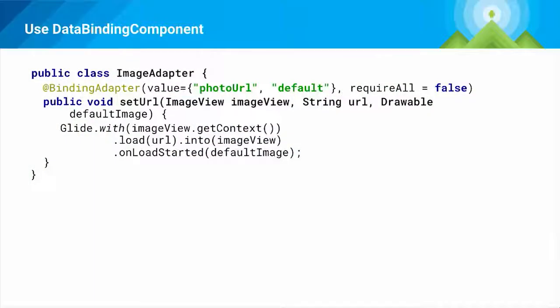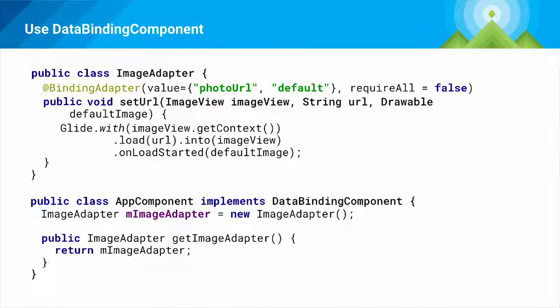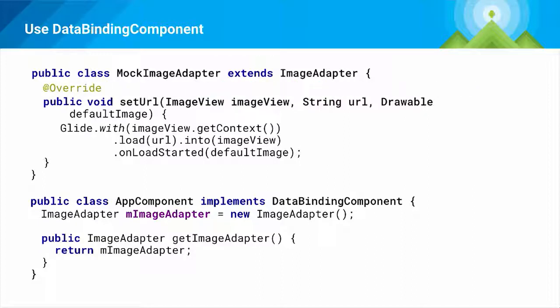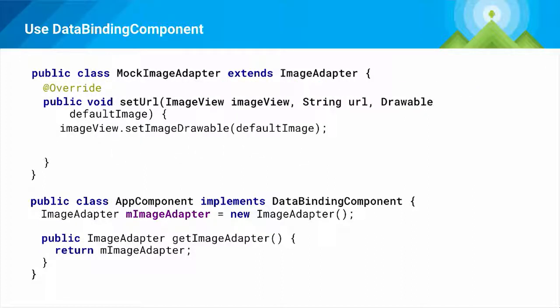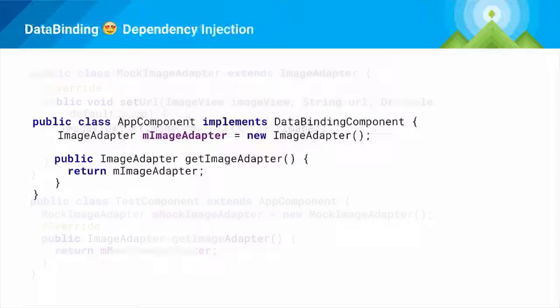And if it is an instance method, you can just create this app component that implements the data binding component and just returns your image adapter. This is very nice for testing, so that while the test is running, you can basically just set the default or do nothing, because no one wants to call network during a test unless you are testing the network. So I have this mock version here that I inject during my test, and it just does nothing. Uses the default drawable. And does nothing.